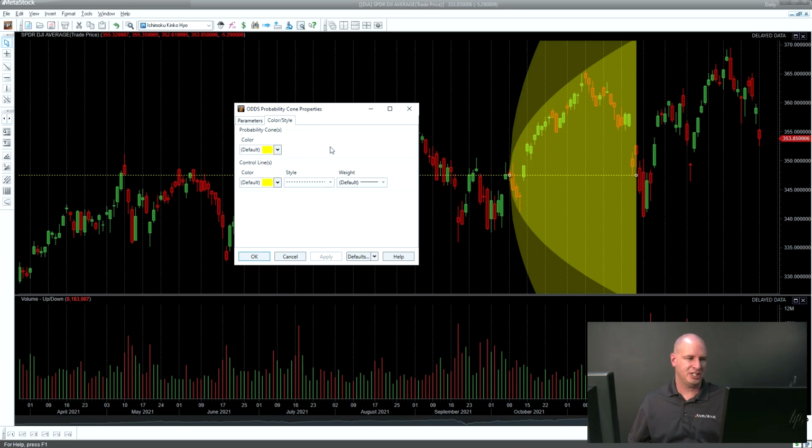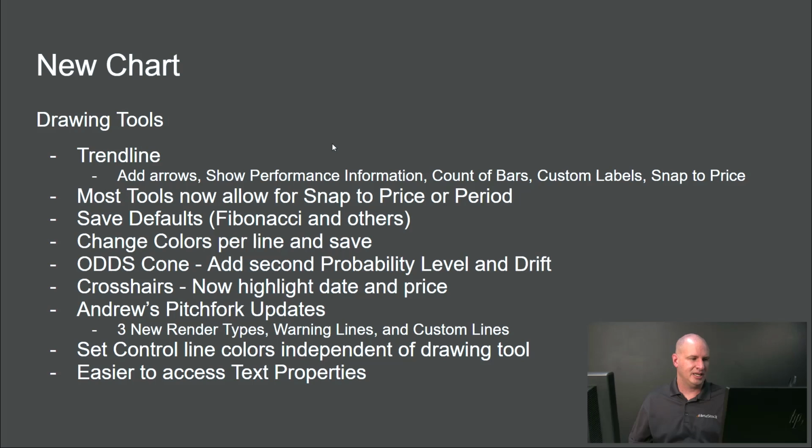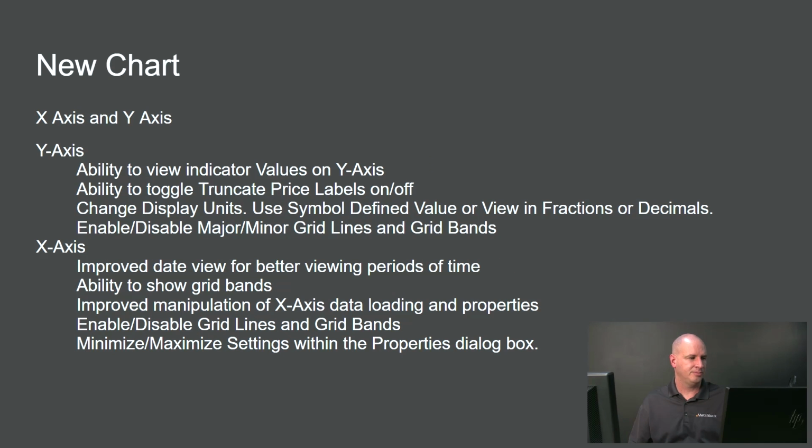And again, you can always change your colors and styles in here as well. Let's see, change colors per line, save, and it looks like we got the easier to access text properties. So if you do a lot of text, it's easier to get to your properties now as part of this as well.